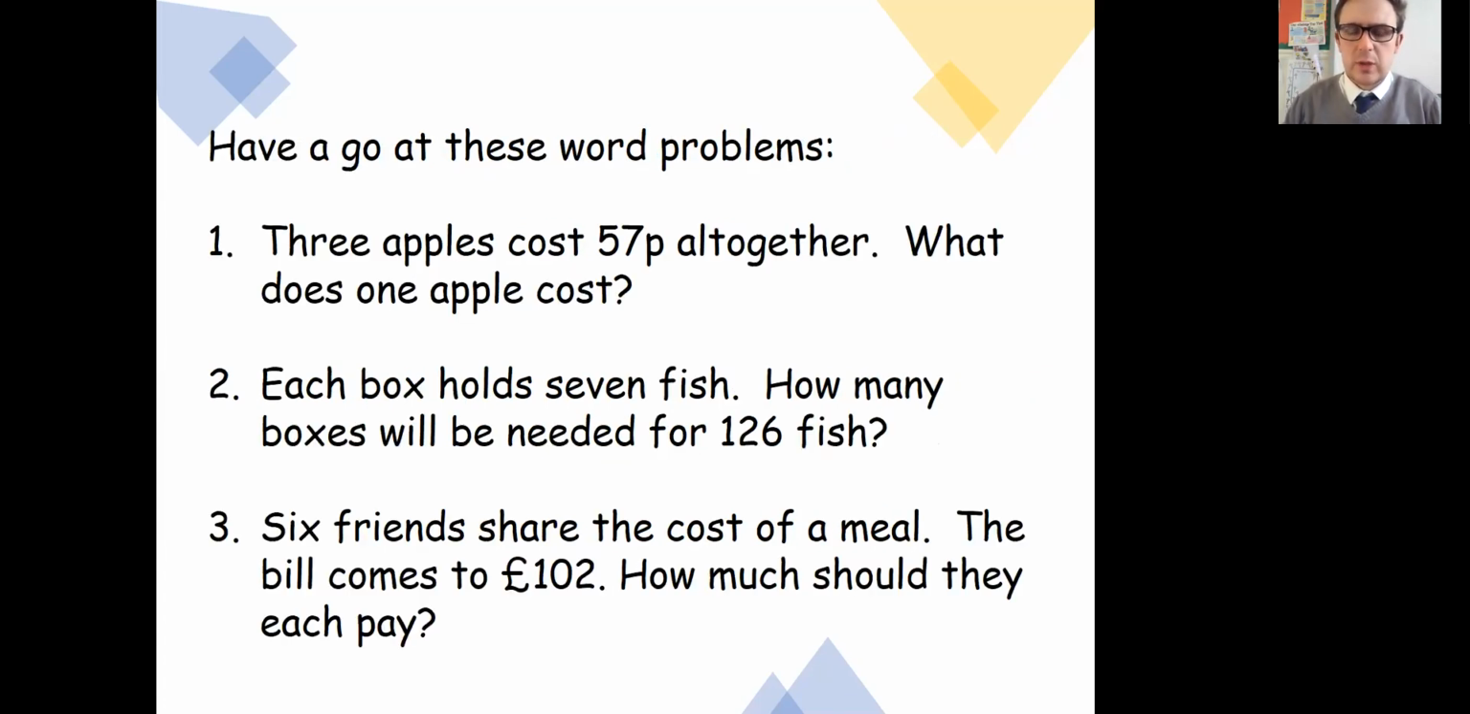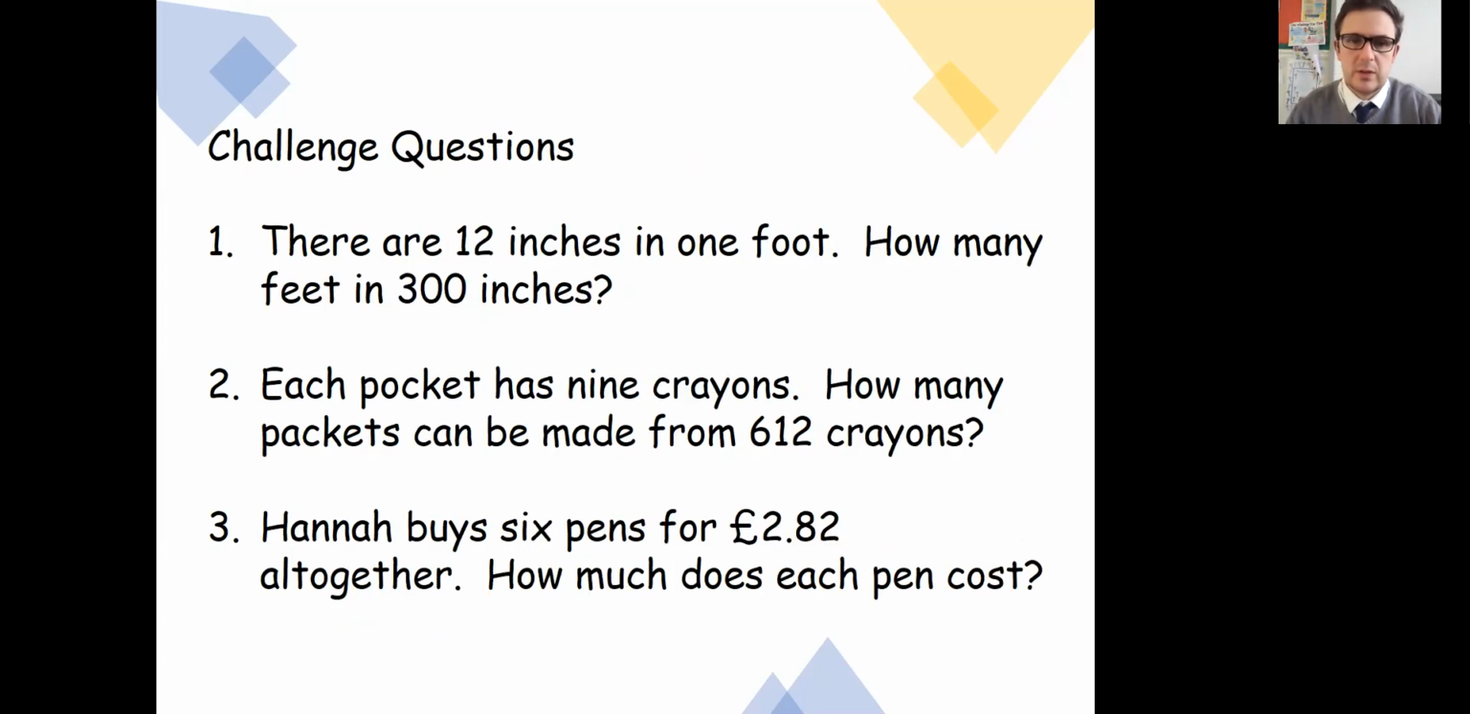Year 4, we've got these word problems then, which you need to have a go at doing. We've got 3 apples cost 57 pence altogether. What does 1 apple cost? Each box holds 7 fish. How many boxes will be needed for 126 fish? And 6 friends share the cost of a meal. The bill comes to £102. How much should they each pay? Okay, so you've got 3 problems there, plus some challenge questions there.